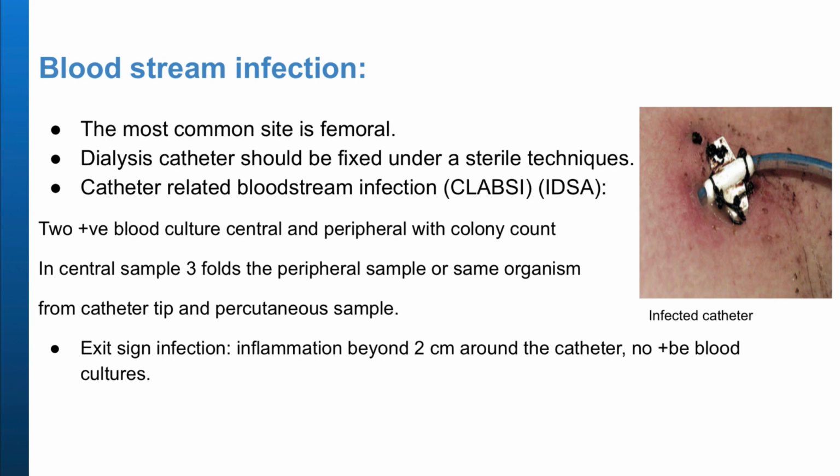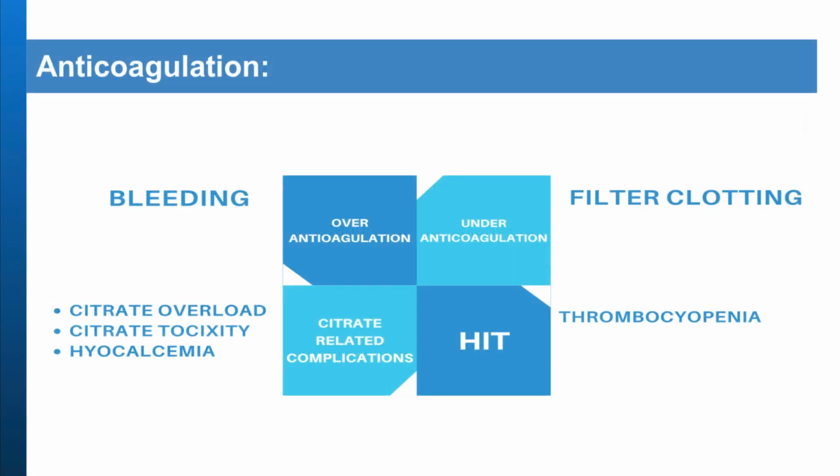But catheter-related bloodstream infection, or CLABSI, according to the definition of the Infectious Diseases Society of America, we have 2 positive blood cultures, one central and another one peripheral, with colony count in the central sample 3-fold more than the peripheral sample. If we use a high dose of anticoagulation, this can result in bleeding, and if we use a low dose, this can cause filter clotting, and this decreases the lifespan of the filter.